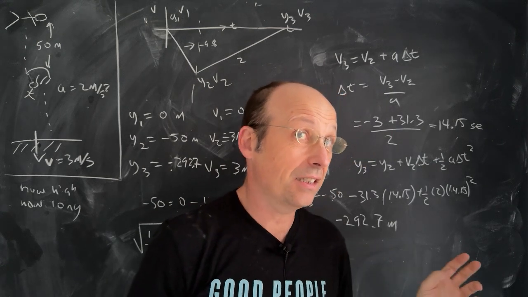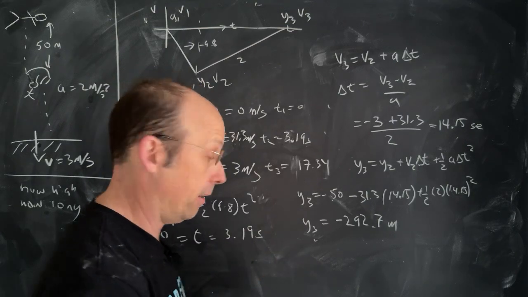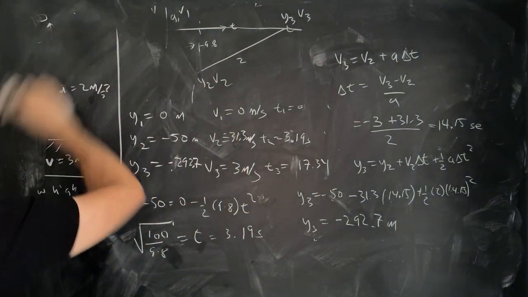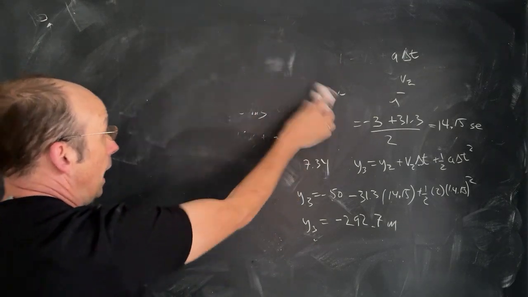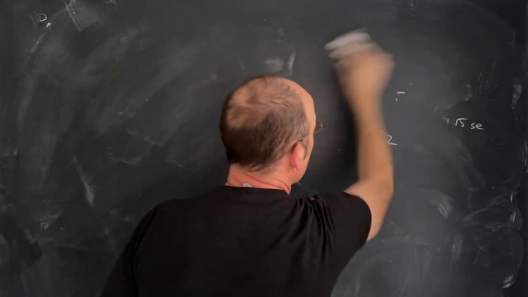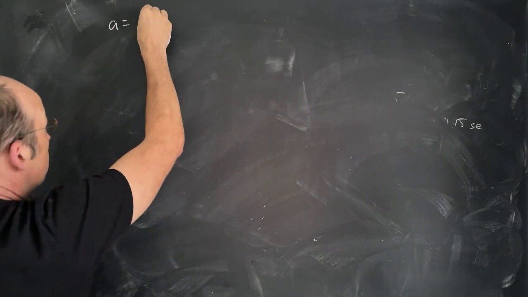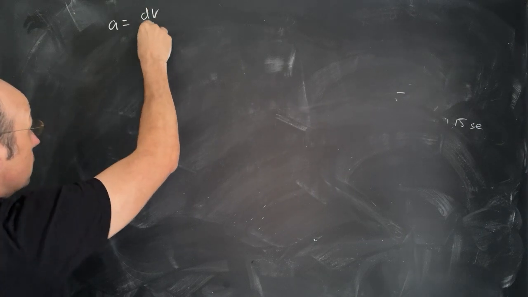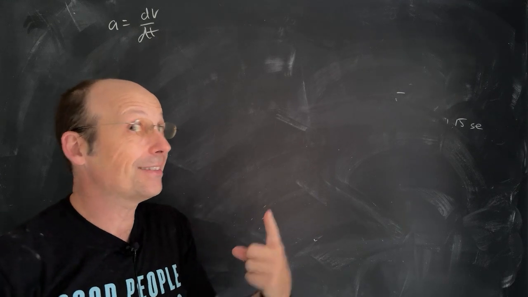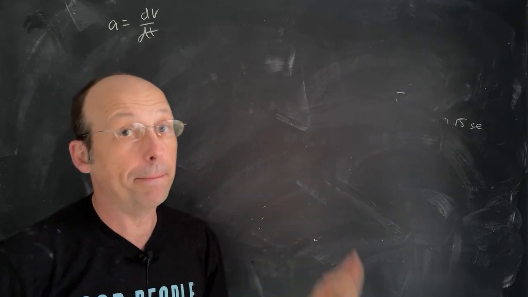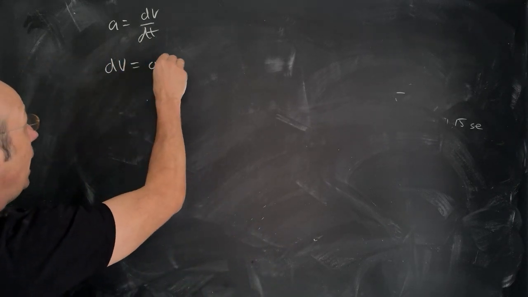I mean, it's just tedious. It's not that bad. But I did say I would derive the kinematic equation with calculus, so I'm going to do that now. Okay, so let's start with the definition of instantaneous acceleration: a is dv dt. Now, this is a difficult equation to deal with, but if a is constant, I can multiply both sides of the equation by dt, and I get dv equals a dt.